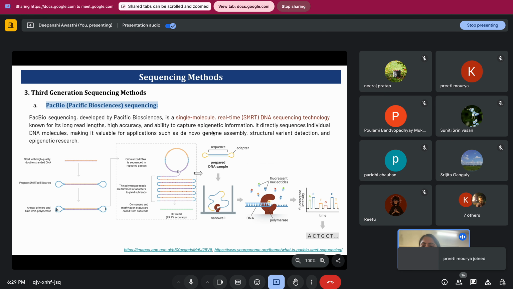And then comes the third generation sequencing methods, which involve the Pacific Biosciences sequencing and nanopores. Firstly we'll talk about the Pacific Biosciences sequencing. These methods are long read methods, and it is also known as single molecule real time DNA sequencing technology, because in real time you are sequencing, you don't have to fragment the genome, because in the previous methods you have to fragment your genome into smaller fragments, and then for each fragment you identify the sequence and then you have to align or assemble it.